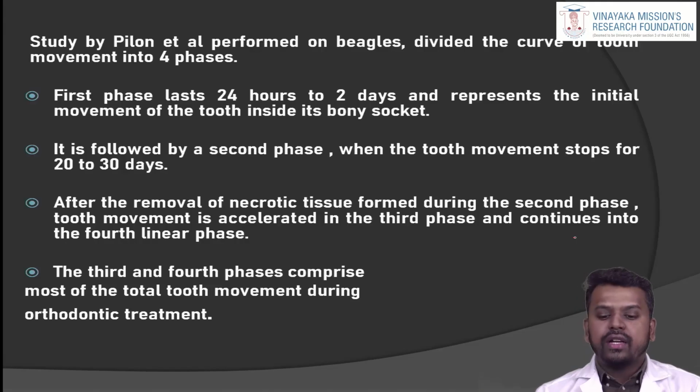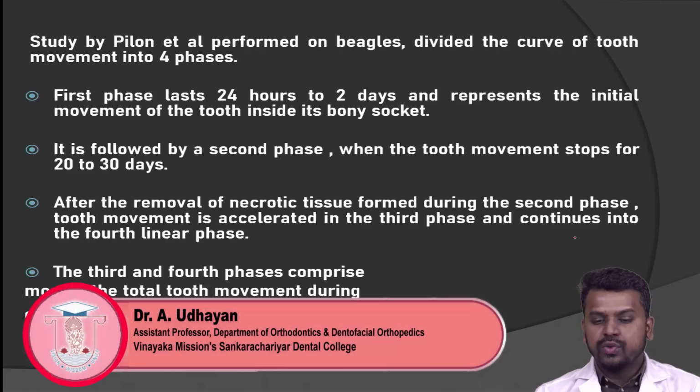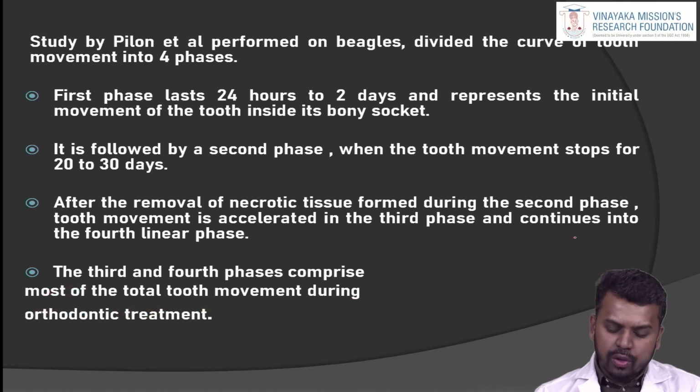Study by Pilon et al., performed on beagles, divided the curve of tooth movement into 4 phases. The first phase lasts 24 hours to 2 days and represents the initial movement of the tooth inside its bony socket. It is followed by the second phase, which occurs around 20 to 30 days after, during which removal of necrotic tissue takes place.